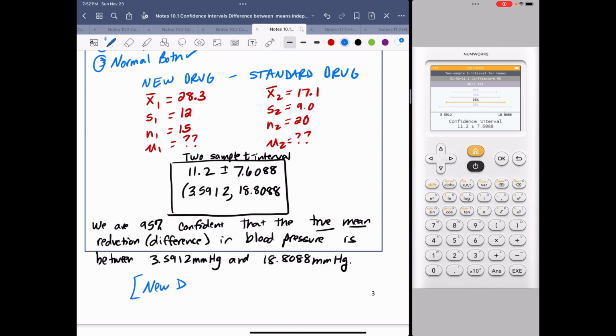And the big thing you need to understand here is this is telling me that the new drug is better. Now, how can I tell? Because I have a positive confidence interval for the difference. Okay, so positive difference means that the new drug had to be higher than the standard drug. The new drug is better. I have a positive confidence interval.